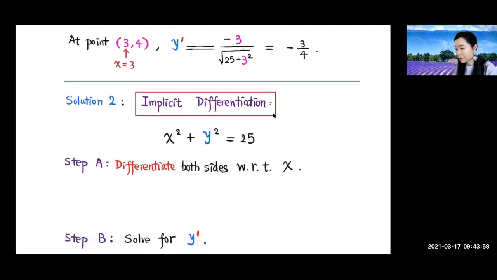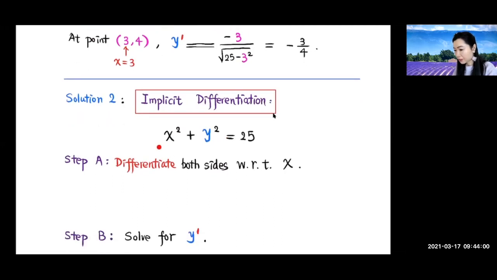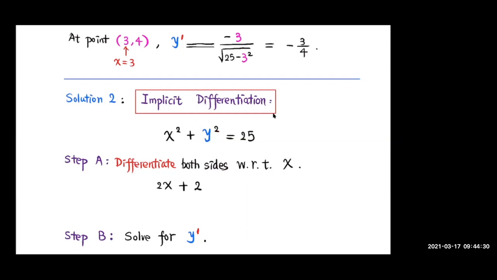Okay, so what do you do here? You're going to differentiate both sides of this equation with respect to x. Now, when you differentiate x squared with respect to x, you get 2x. What happens when you differentiate y squared with respect to x? So we did the warm up over here. What happens when you differentiate y squared with respect to x? What do you get?